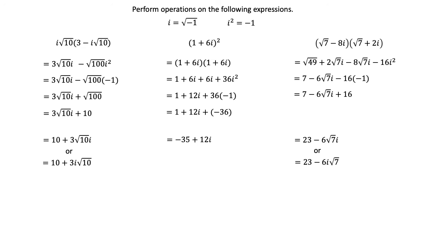And when you replace and everything, you'll get positive 23 minus 6 square root of 7 i, or the other way, 23 minus 6i square root of 7. Good luck as you continue to practice these skills.